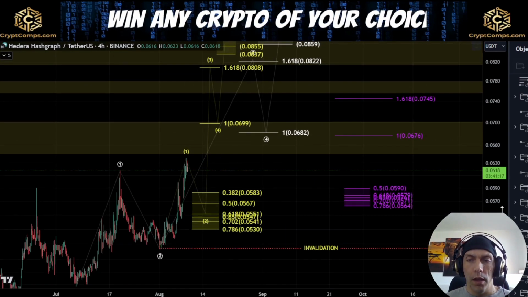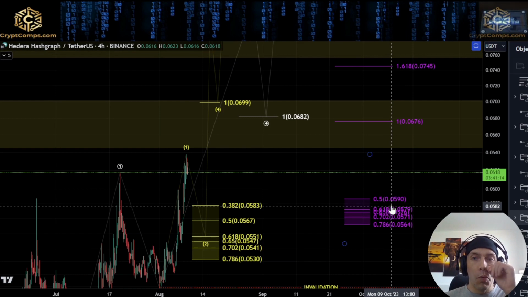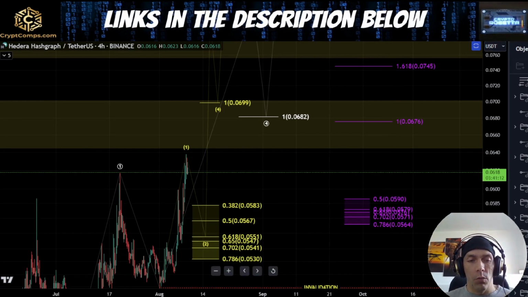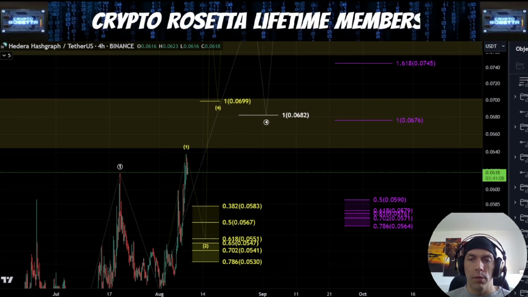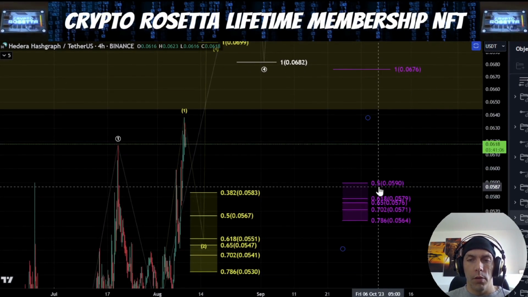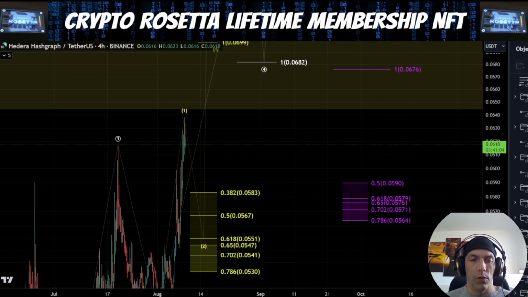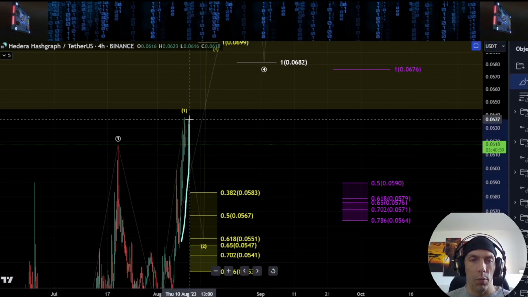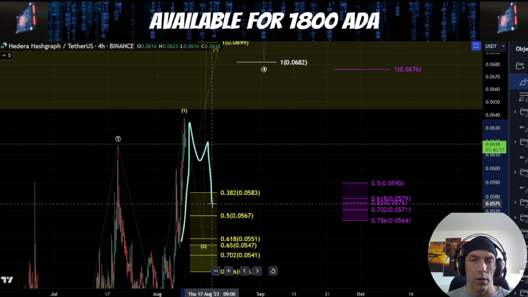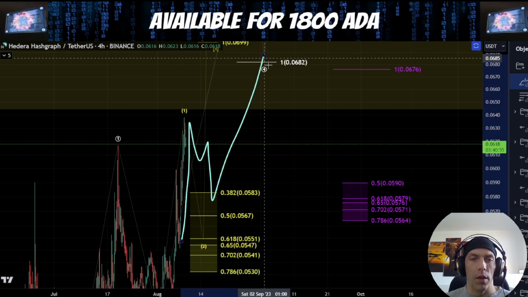So if we're looking at something like that, then I would be looking at the purple count over here, and what we'd be saying is that if this is 1 and 2, we could look to actually find support lower down here between this 50% and the 786 if we do see a retracement. This would also align with this count here, except what this would be saying is that we'd be looking for a quick retracement down here, and then looking to push up in a bigger impulse.